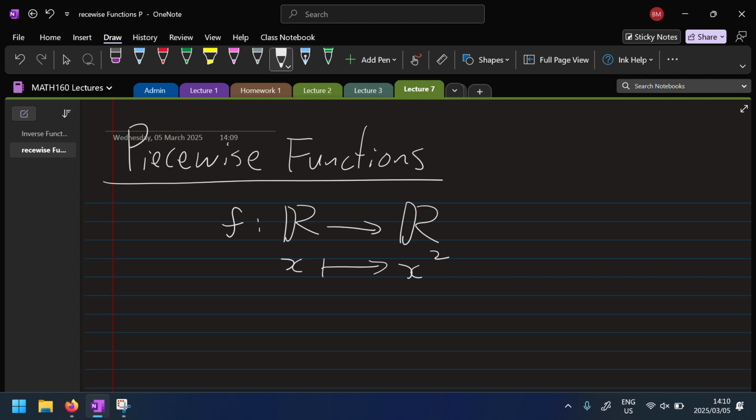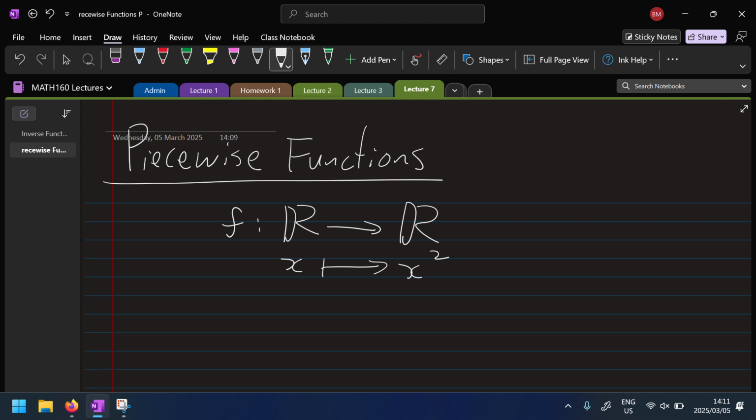What happens if we want to have multiple rules? Maybe for positive x, I want x squared. For negative x, maybe I want 2x plus 1. There's no rules against that. A function can have more than one rule, depending on what you give.